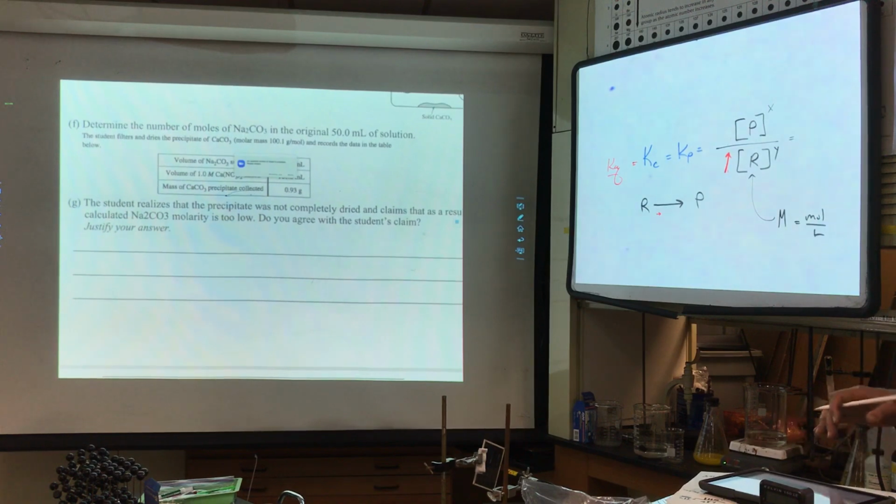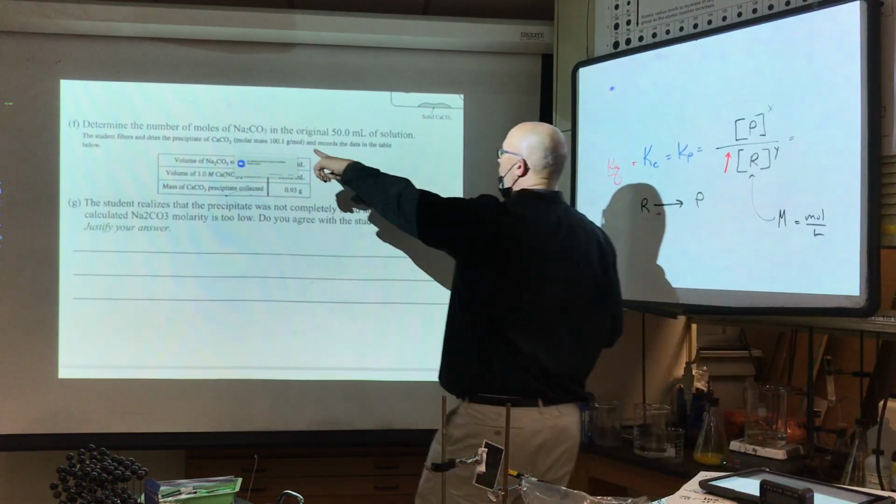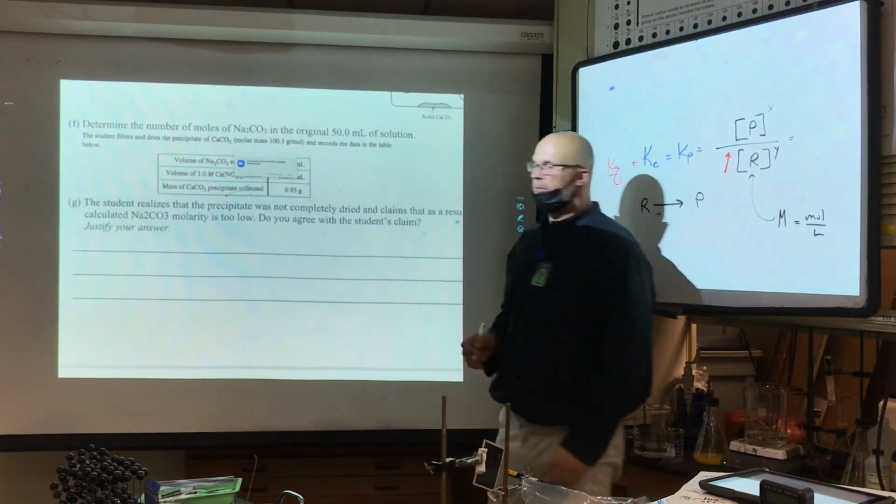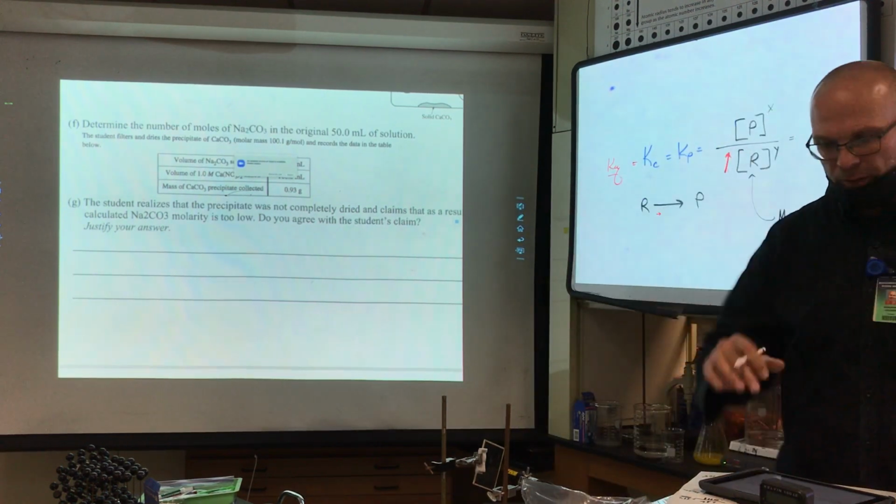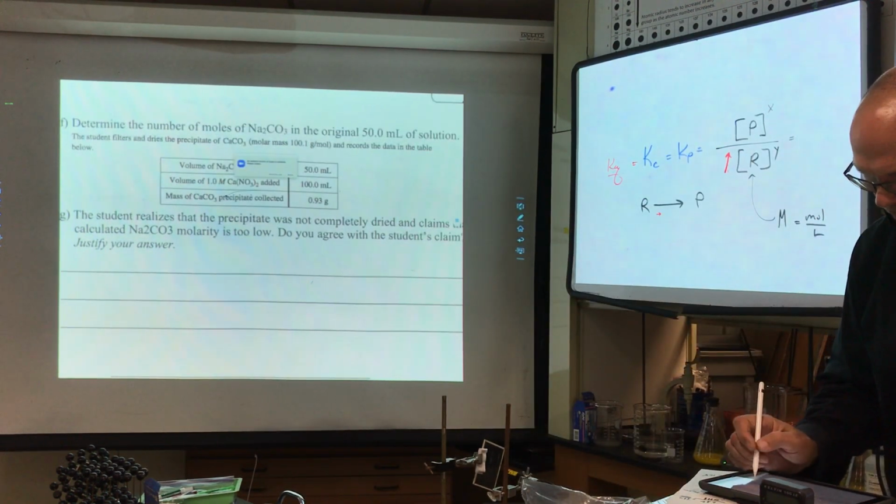Now we're off and running. Here's our gravimetric analysis. Determine the moles of sodium carbonate in the original 50 milliliter solution. Who cares about the 50 milliliters? You added all of it. So how do we do this?